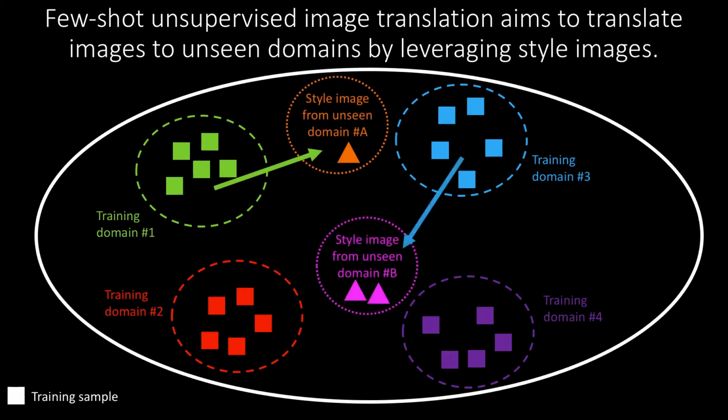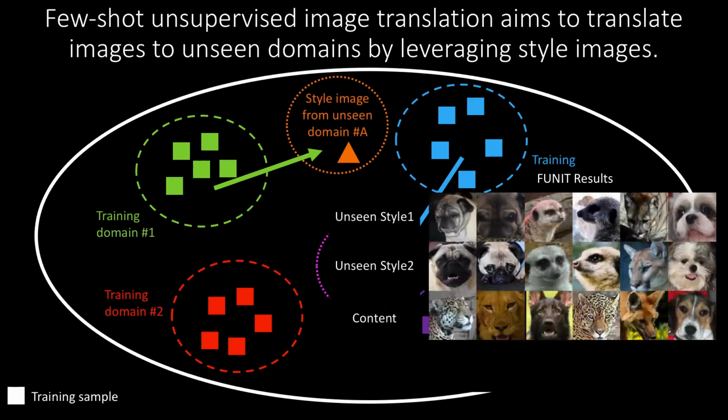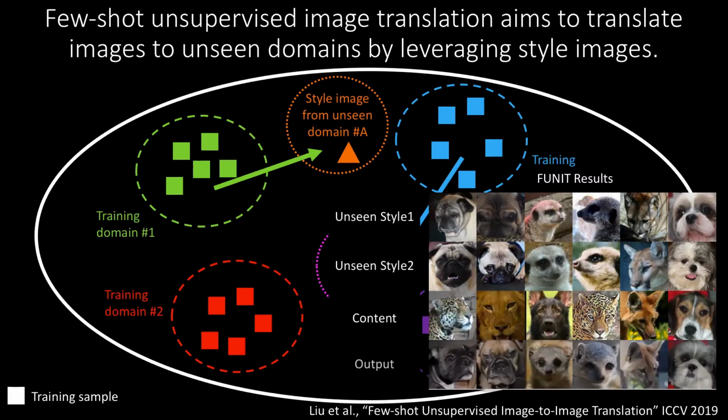Then the goal is to translate the content image into the image of unseen domains while maintaining the structure of the content. For example, given a content animal face image and a few style images from unseen animal categories, the goal of the task is to translate the content image into the image of unseen animals while maintaining the pose and location of face parts. To handle the style images from new domains, example-guided image translation method is often used, and FUNIT is one of the popular prior methods.